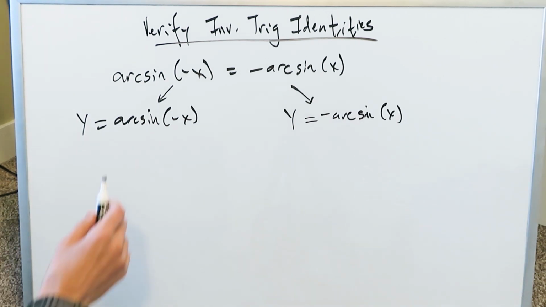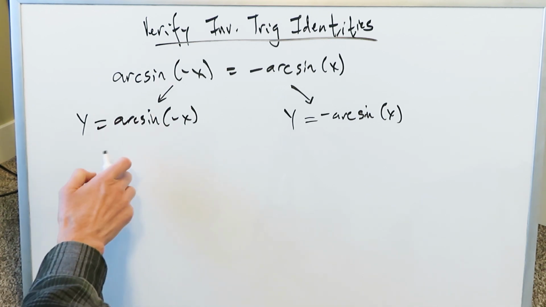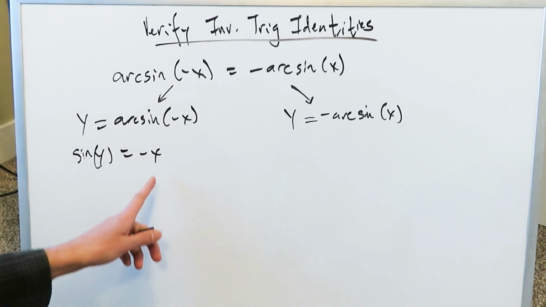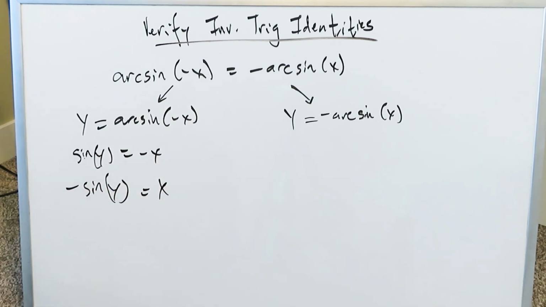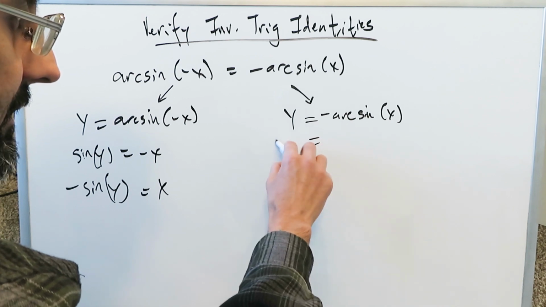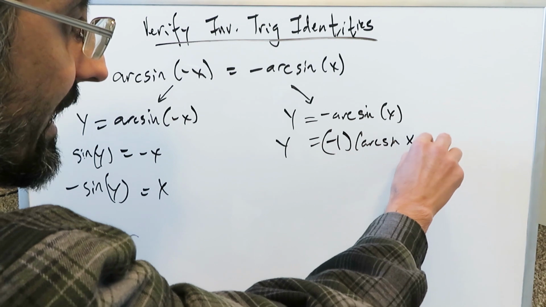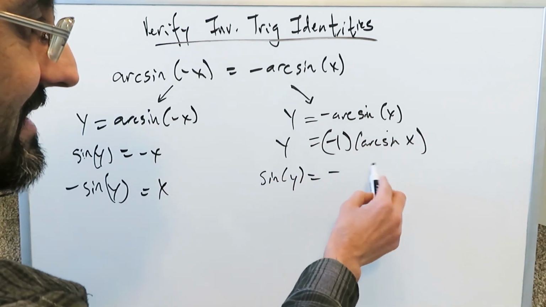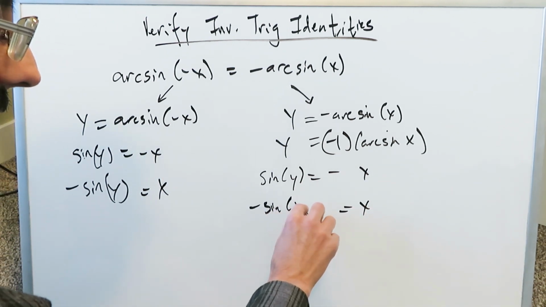When you look at these individually, you have to solve them individually. You'll take the sine on the other side. You'll have sine y is equal to minus x. You can solve for the x. X is equal to minus sine y. So that right there is a statement coming out from that part. When you look over here, you look at it as this. Y is equal to minus 1 times arc sine of x. Take the sine on the other side. You're looking at sine of y is equal to minus x. Take the minus on the other side. X is equal to minus sine of y.